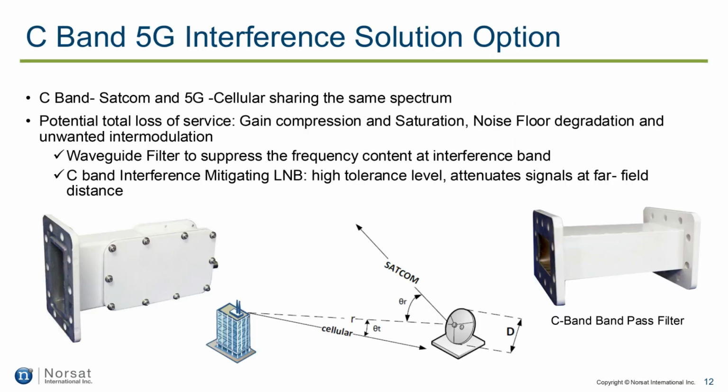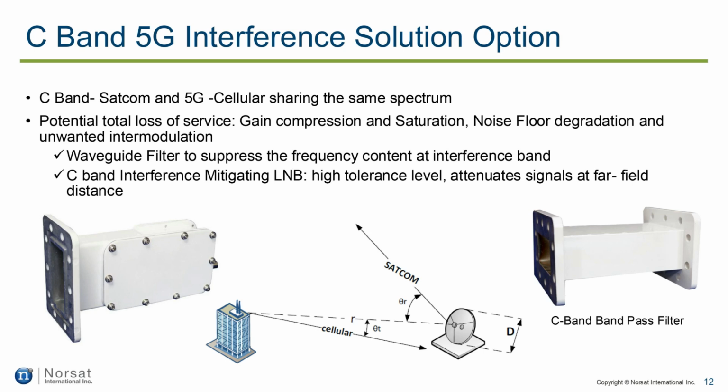This slide addresses a critical challenge in modern communication systems: C-band SATCOM and 5G cellular networks sharing the same spectrum. This overlap can lead to significant interference issues, which we need to mitigate to ensure reliable service. First, let's talk about the potential risks of this spectrum sharing. The interference can cause a total loss of service due to several technical issues.